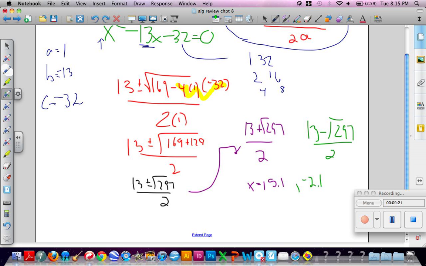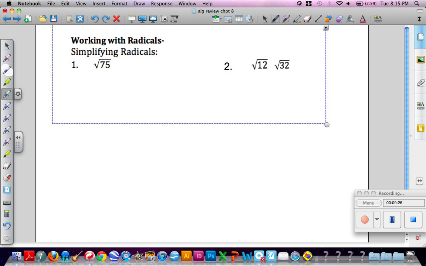Now we're going to focus on radicals. We're going to have to be able to simplify radicals in Chapter 8. So I'm going to teach you how to do it in two ways. I'm going to do it with perfect squares. Perfect squares are like 25, 16, 9, 4. So I'm looking for perfect squares that go into the radical, into the root.